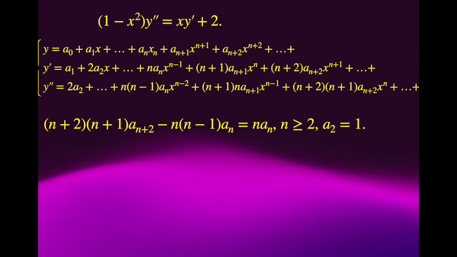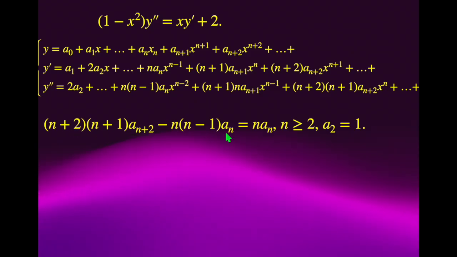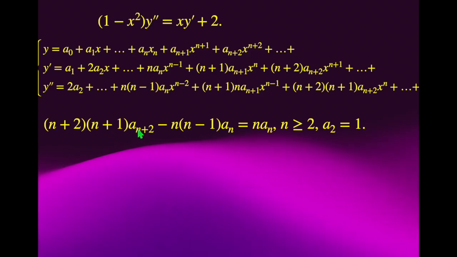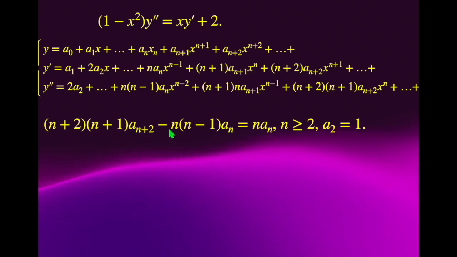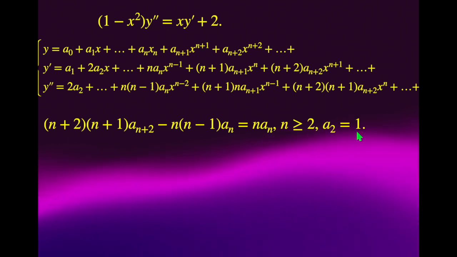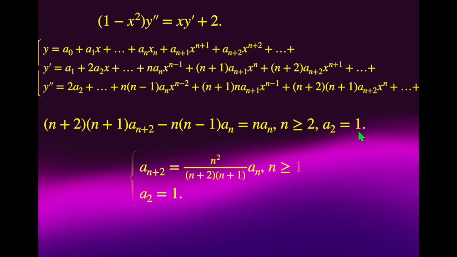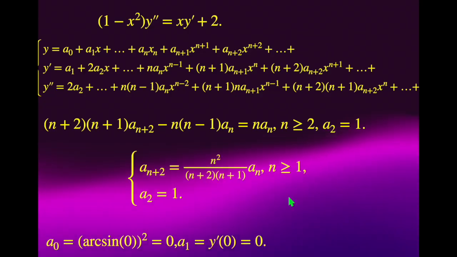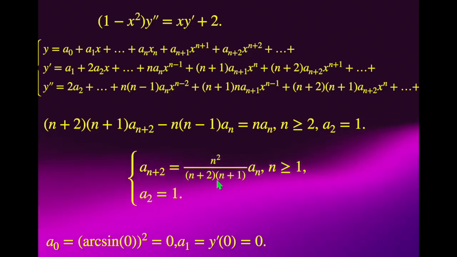Now we are left with the problem of determining the sequence an satisfying this relation with the conditions a2 equal to 1, a0 equal to 0 and a1 equal to 0. So if we factor, we get this relation here.